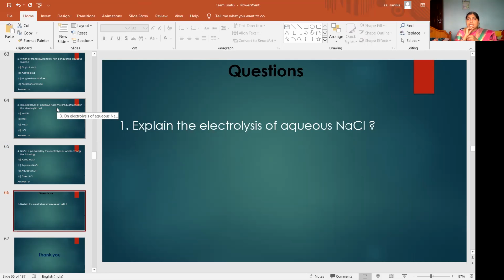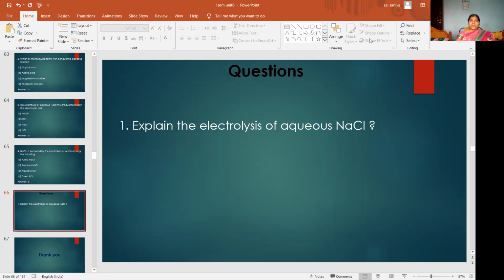When you pass electricity through this aqueous NaCl, whatever cations and anions are present in the solution will move to the respective electrodes. That means cations will go to the cathode and anions will go to the anode. Here two cations are present, Na+ and H+ ions, and both will move to the cathode. Similarly, Cl- and OH- ions will go to the anode.